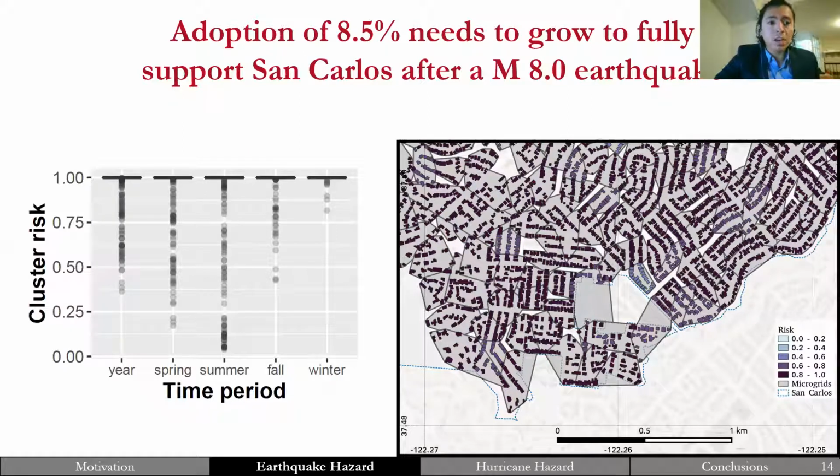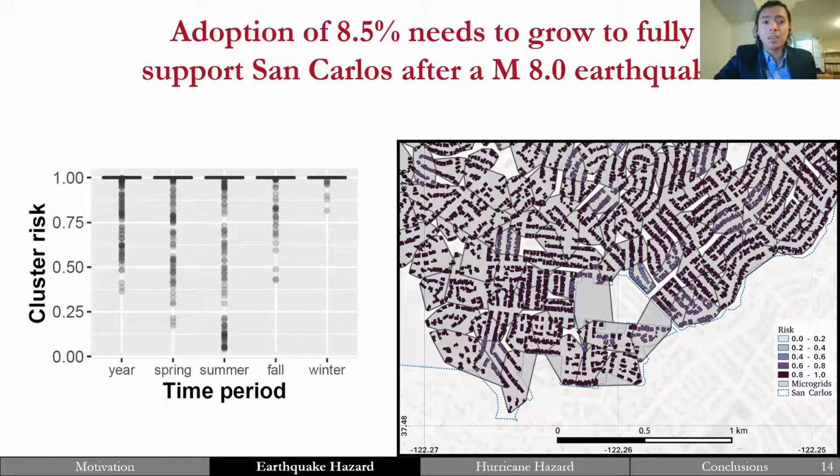And as you can see here, each dot represents a microgrid, a particular cluster, and a lot of them are close to 1, meaning that 8.5% adoption is still very low to sustain even these basic needs after an earthquake, if the earthquake knocks down the main power grid.